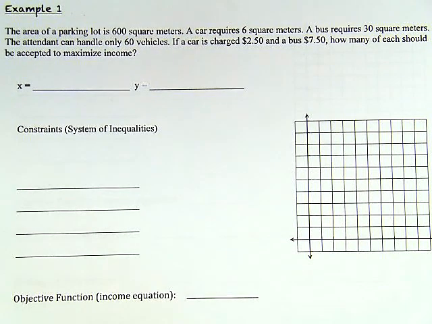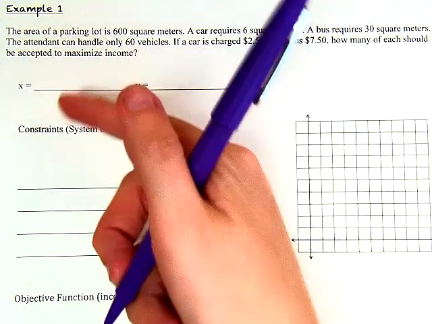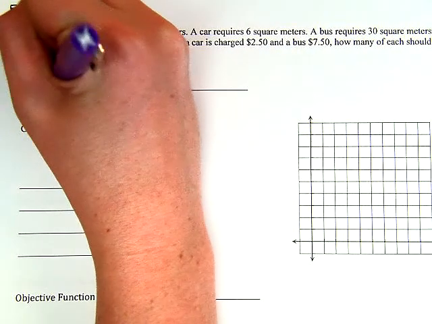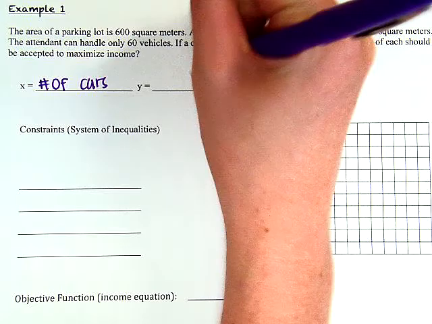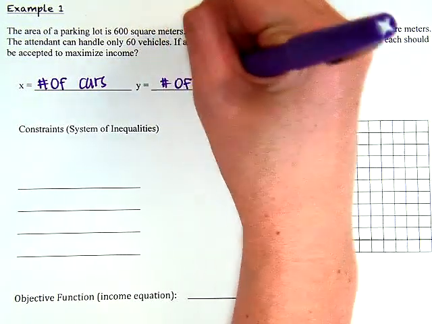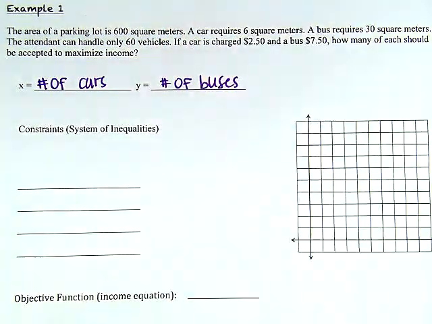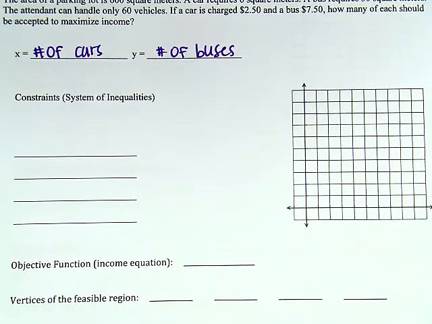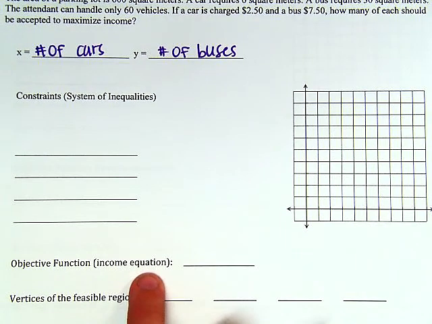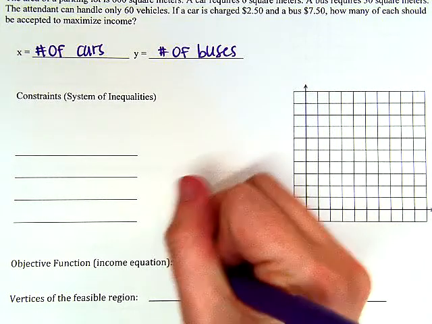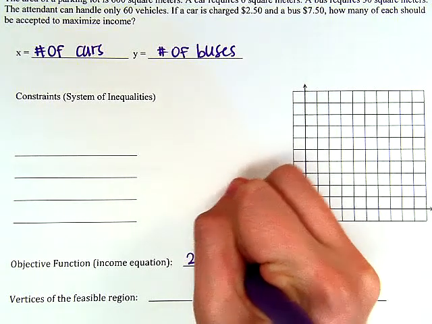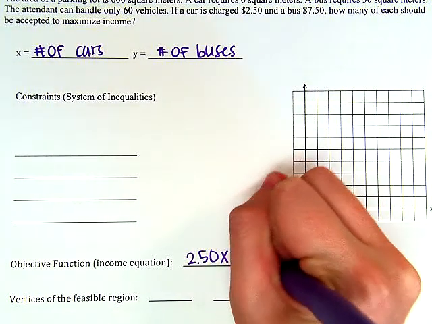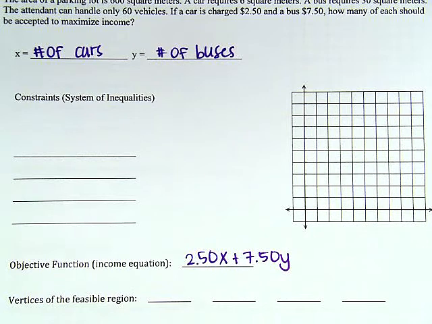So first thing you want to do is figure out your variables. So x is going to be my number of cars. Y will be my number of buses. Now we've got to figure out my constraints. So the objective is my income. I want to make the most money. So it's $250 for a car and $750 for a bus.